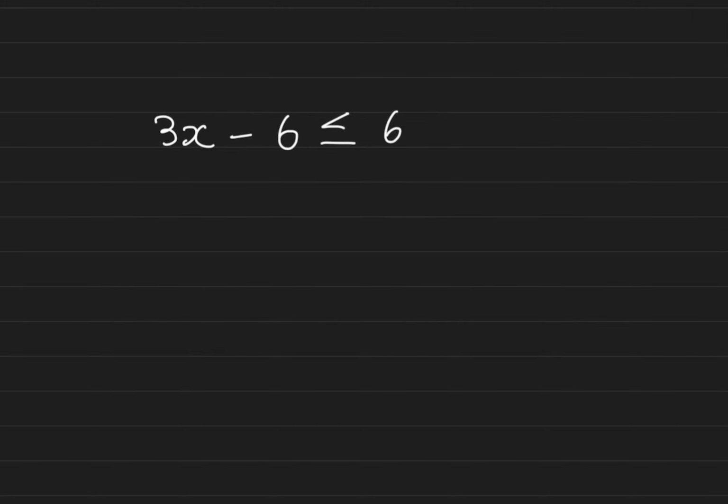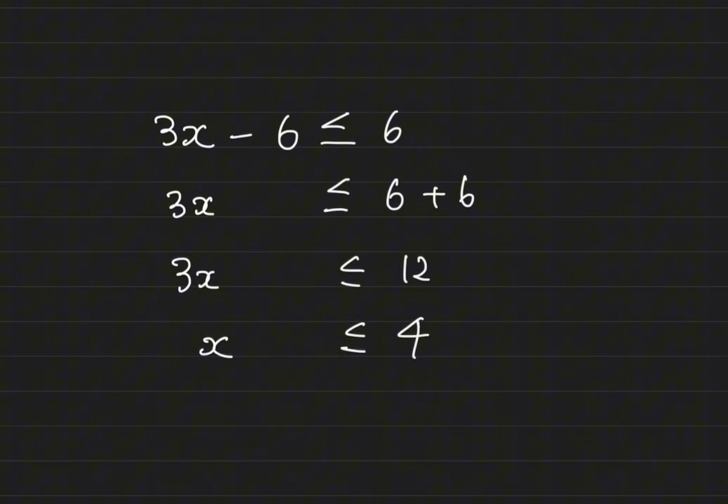Finally, I'll move on to explaining how to solve a question like this. You would treat this as a normal equation, therefore you would add 6 to both sides, and therefore you would get 3x is less than or equal to 12. Therefore the answer is x is less than or equal to 4.